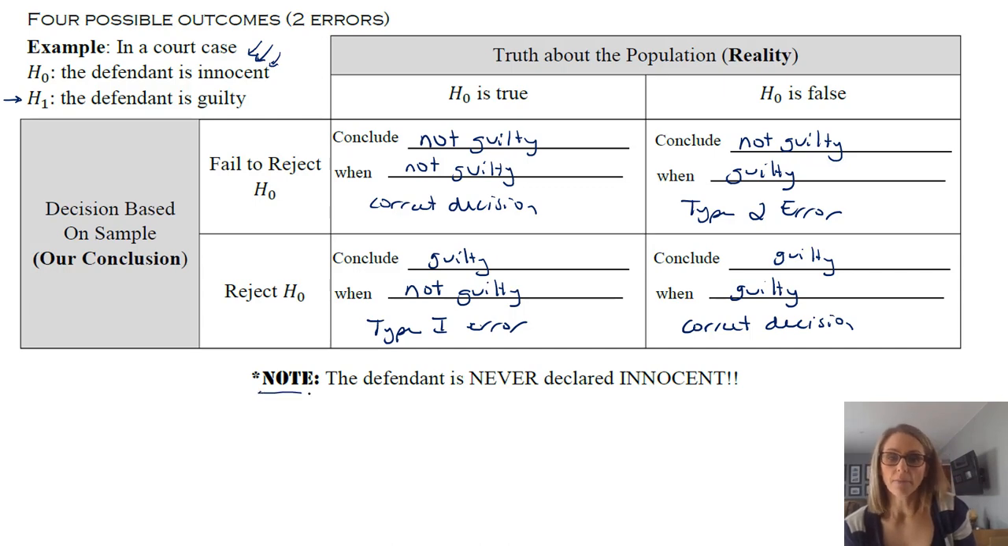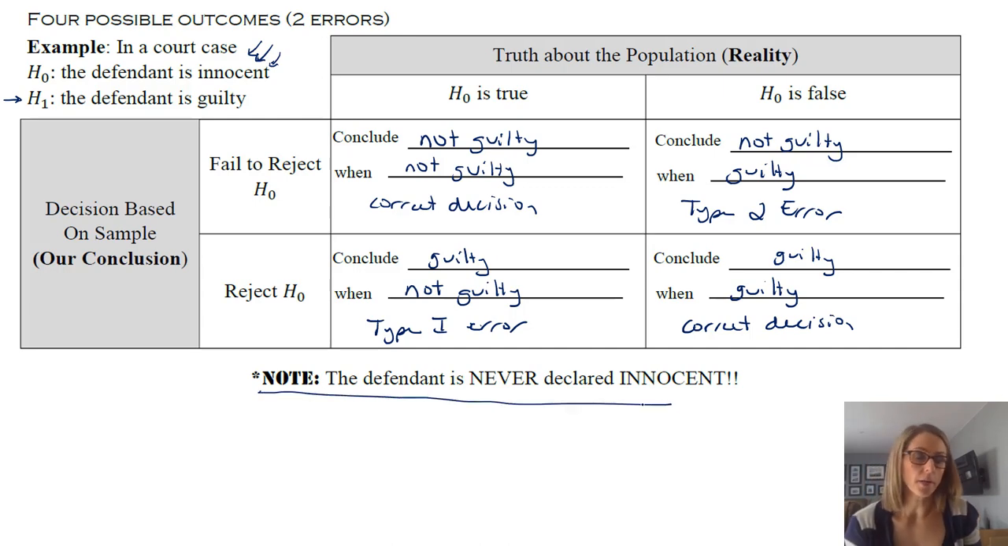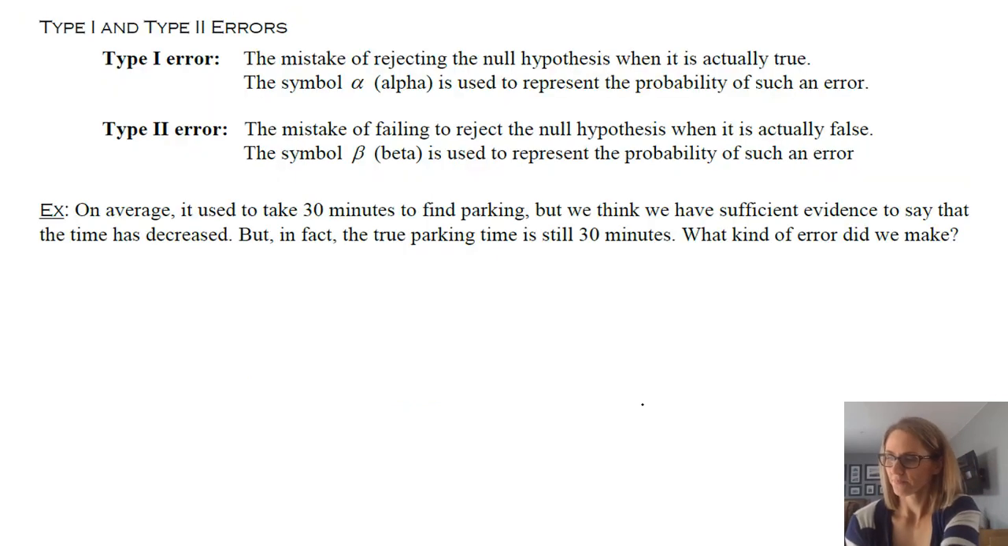So, big thing to note, the defendant is never declared innocent. And that's how it is even in the real world, that's not what happens. And that's really the same with the hypothesis testing. We're going to support something. We're going to say we can support the alternative that something has changed, but we're not telling you for sure that's what happened. We're just saying that the evidence supports it. And that's the whole point of statistics, is never knowing anything for sure.